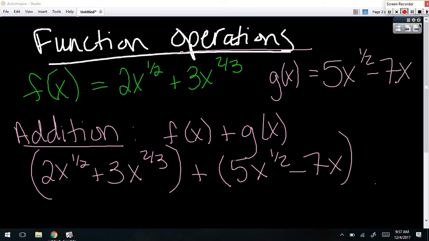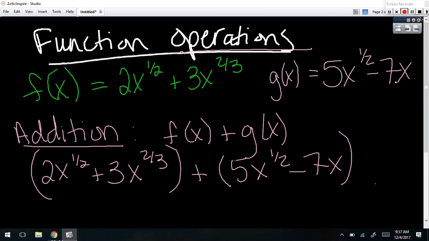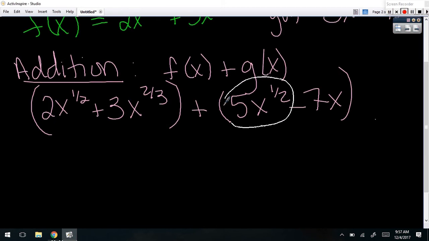So what happens when we're adding is we can only add certain ones. Which ones can we add? 2x to the 1/2 plus 5x to the 1/2. What are those called? Like terms. I'm only combining like terms.